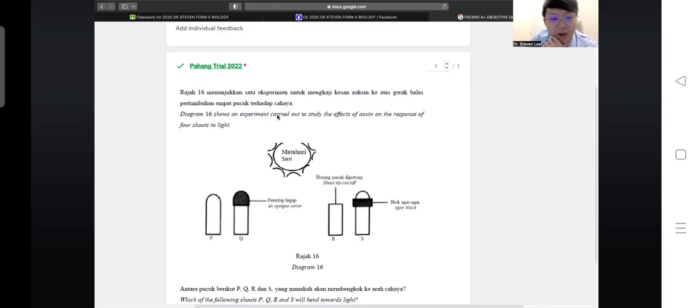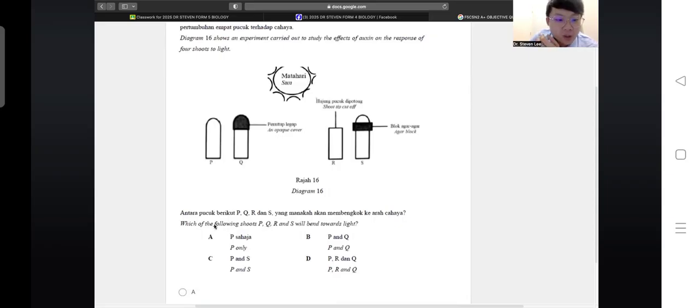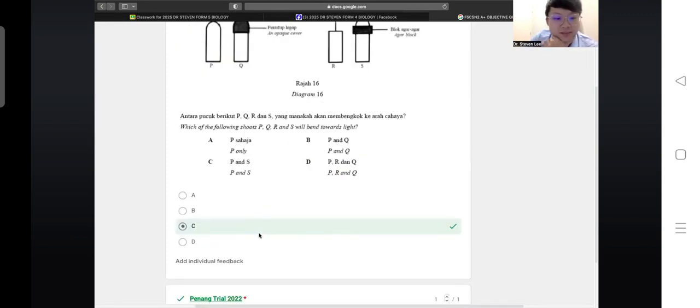Next is Pahang Trial 2022. The diagram shows an experiment studying the effect of auxin on the response of 4 shoots to light. This is very common. Which of the following will bend towards the light? P definitely will. This is an agar block. I told you agar block allows diffusion of auxin, so it will also bend. So P and S. The answer will be C.